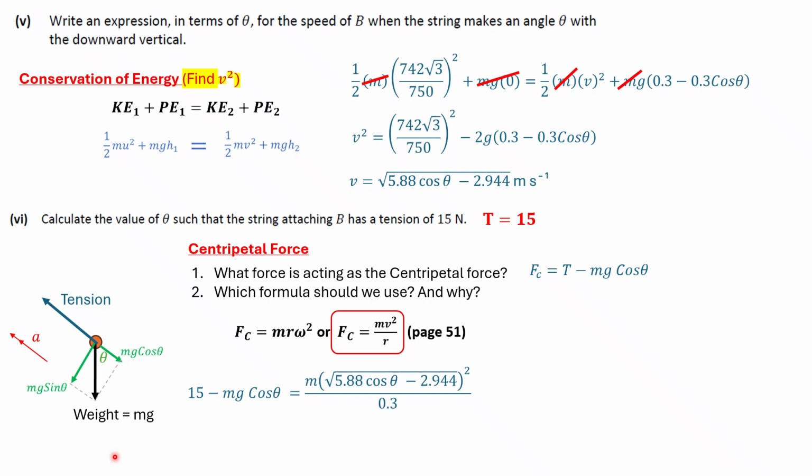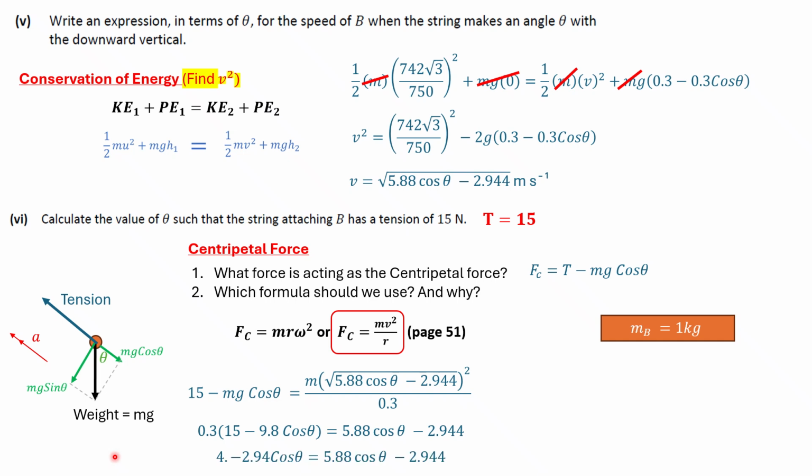Now all we need to do is work this through. Remember our mass for this is 1 kg, so we can sub that in. It leaves us here with 15 minus 9.8 cos theta is equal to 5.88 cos theta minus 2.944, and then I brought that 0.3 across the equals. That then multiplied out gives us this. Let's get all our cos terms on one side, numbers on the other. Let's divide so that cos theta is on its own. That gives us 0.844, and then cos inverse gets us to our 32.4 degrees. So we're following the same steps as any vertical circular motion question, but it's just been broken down into these two parts.